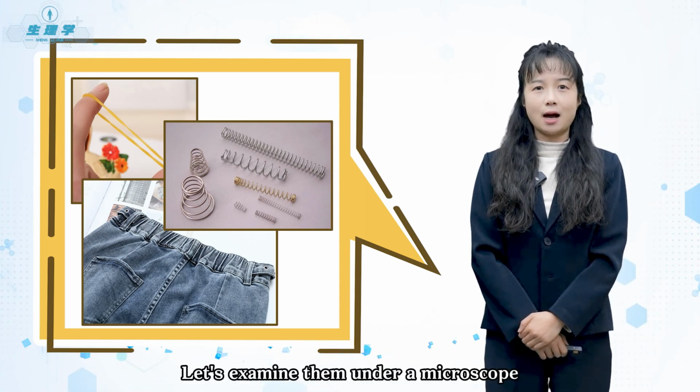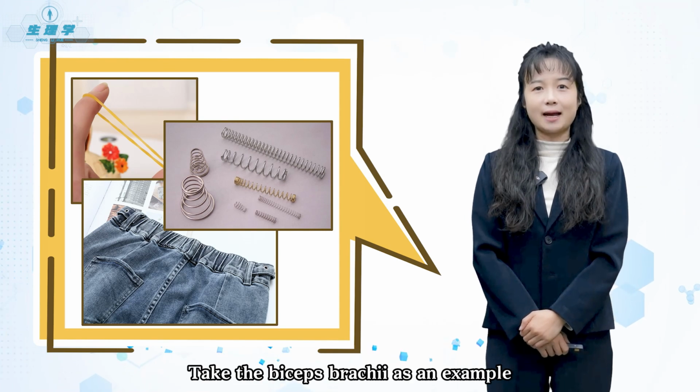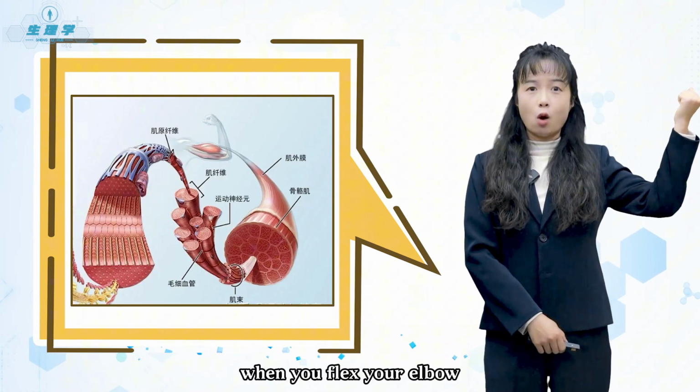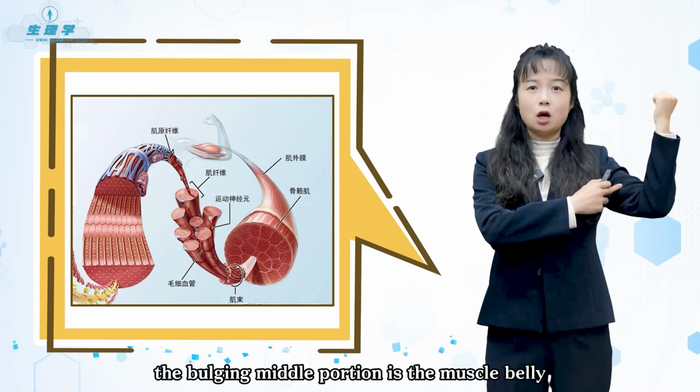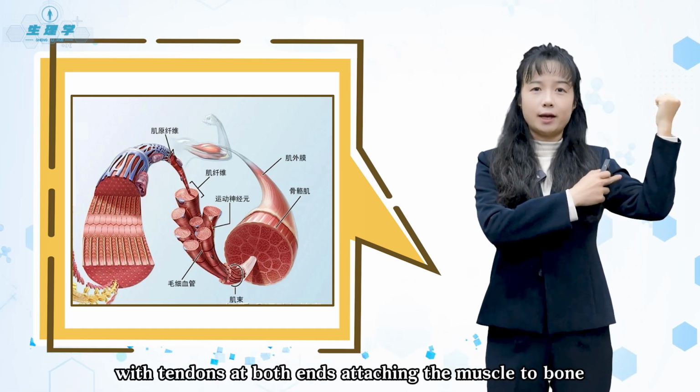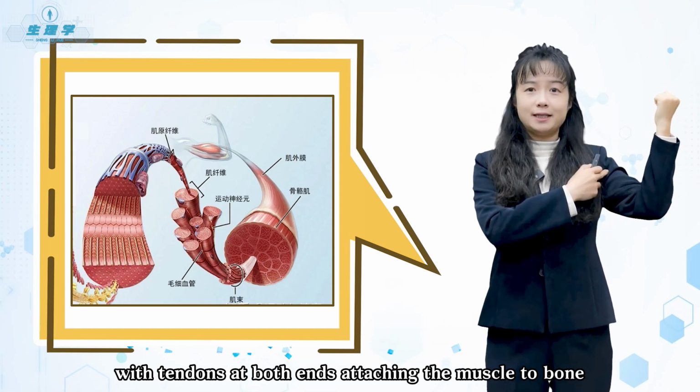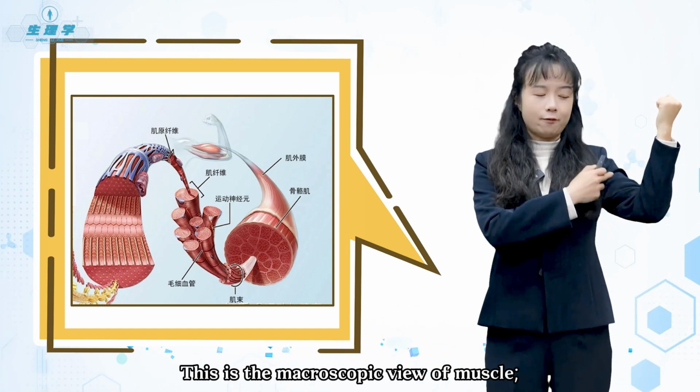Let's examine them under a microscope. Take the biceps brachii as an example. When you flex your elbow, your biceps bulges. The bulging middle portion is the muscle belly, with tendons at both ends attaching the muscle to bone. This is the macroscopic view of muscle.